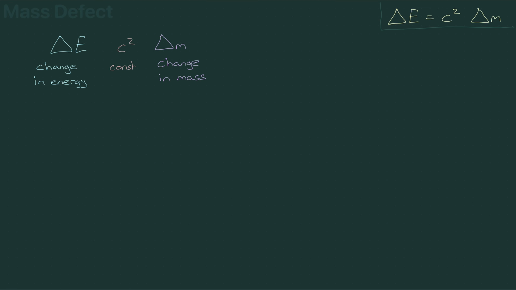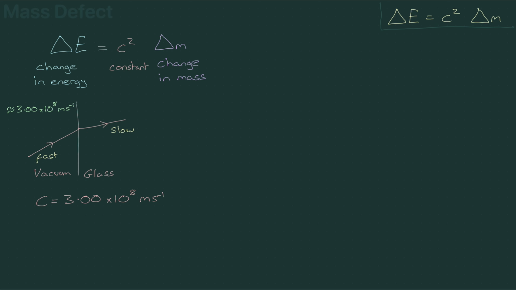Is c the speed of light? Well, yes and no. You learned about refraction before, and so you should know that in glass or water, light slows down by 30% or so. So a better question might be, is c the speed of light in a vacuum? Well, yes and no. c has a value of 3.00 times 10 to the 8 meters per second, and electromagnetic radiation travels at a speed of 3.00 times 10 to the 8 meters per second in a vacuum.